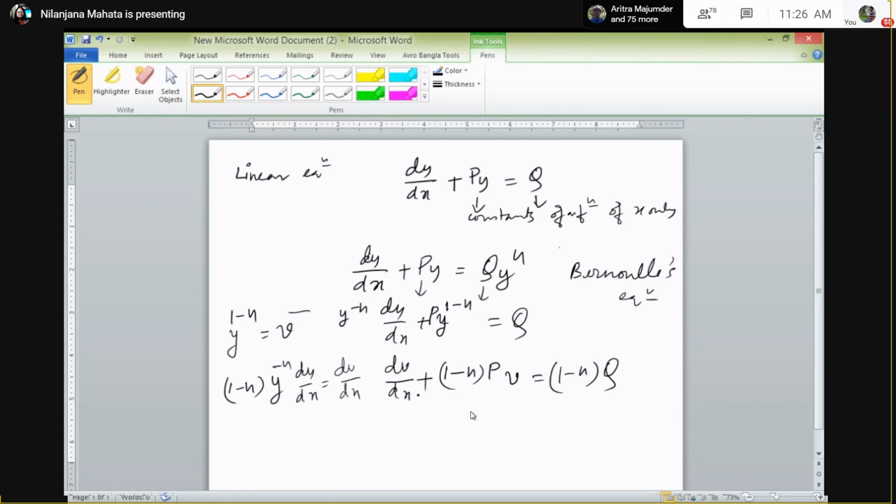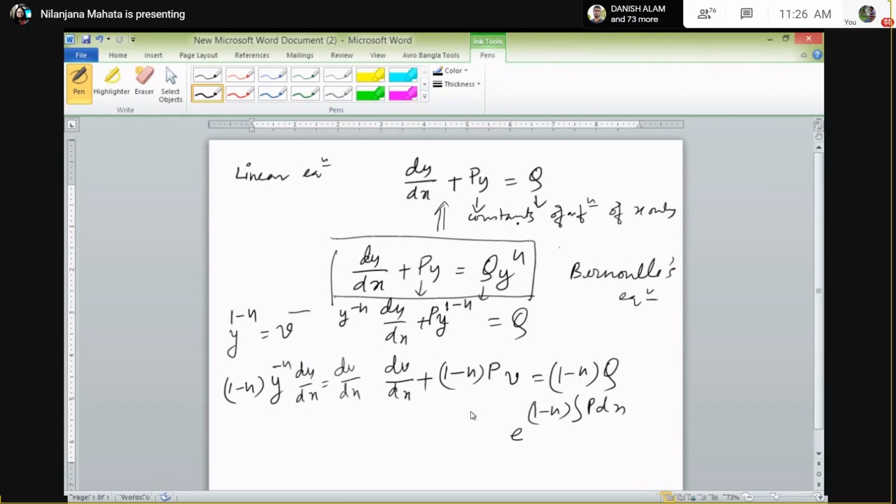So your integrating factor will be nothing but, what will be your integrating factor? e to the power integral of (1 minus n) P dx. Since this is constant, it will be outside of the integration, and it doesn't matter whether it is free of x. So this is your integrating factor, and we will transform these kinds of equations into this form, so that we can easily solve this type of problem as before.